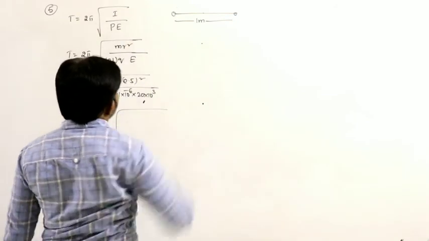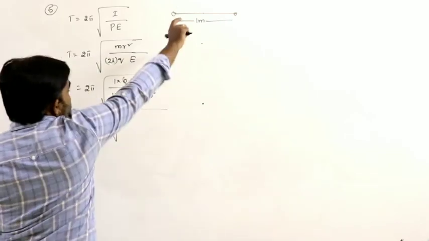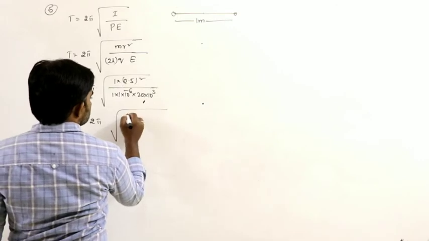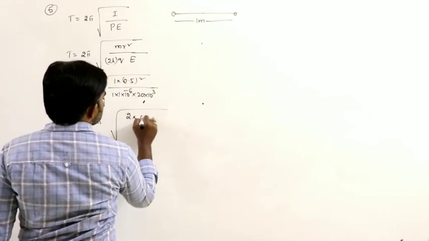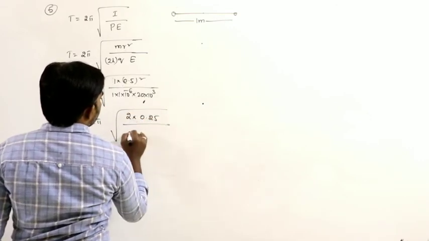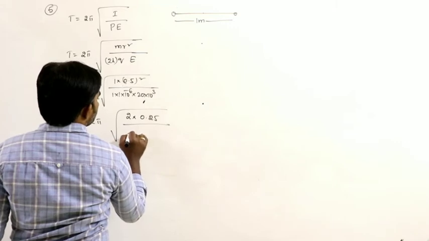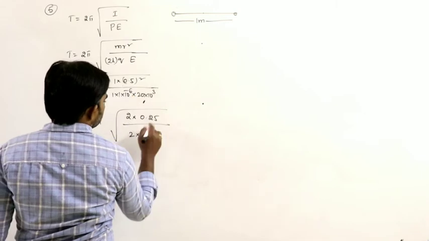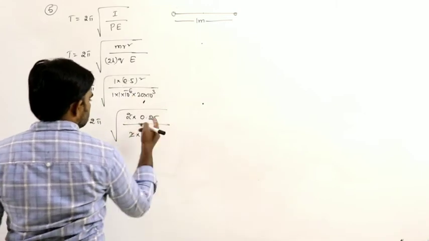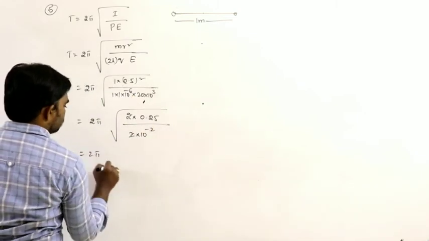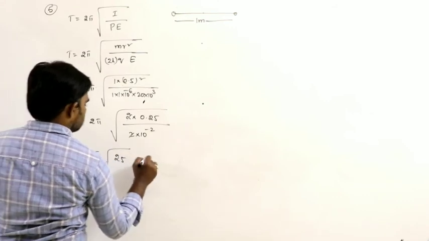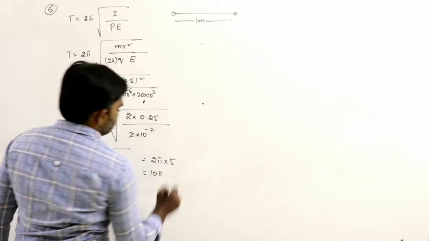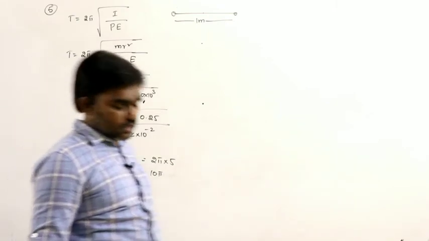here we have to consider that two bodies are oscillating, so we have to consider two moments of inertia. So that is 2 into 0.25 divided by 2 into 10 to the power of minus 3 minus 2. The 2 gets cancelled. So 2 pi into square root of 25. 2 pi into 5 is 10 pi. This is the total time period for one oscillation.